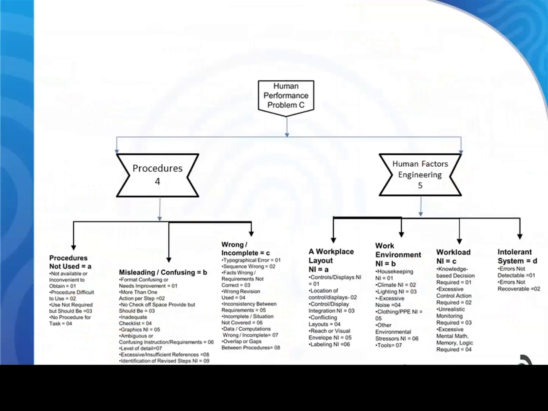Let's see how it looks. Let's say that this is my deviation. What happened was that the quality event was that the valve was open out of the expected or correct sequence. So when we do the investigation, we start with the procedure. What do you do? Were you following the procedure? Oh, yes, I was following the procedure.